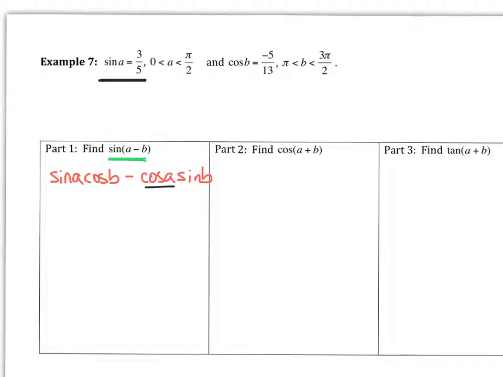They gave us cosine of B. Did they tell us what sine of B was? No. Okay, so what do we know about sine in the third quadrant? It's going to be negative. So to answer your question, now we know that when we plug in here, we have to use a negative value.